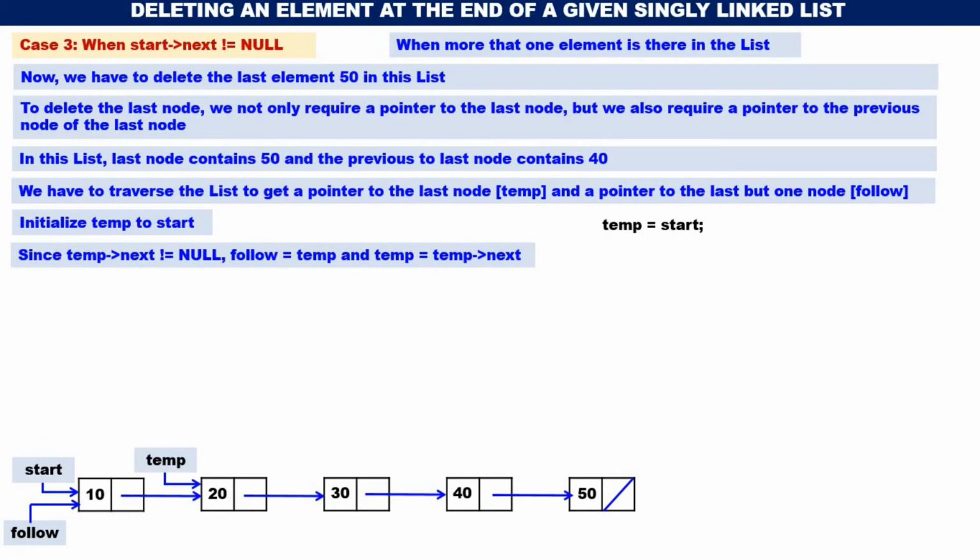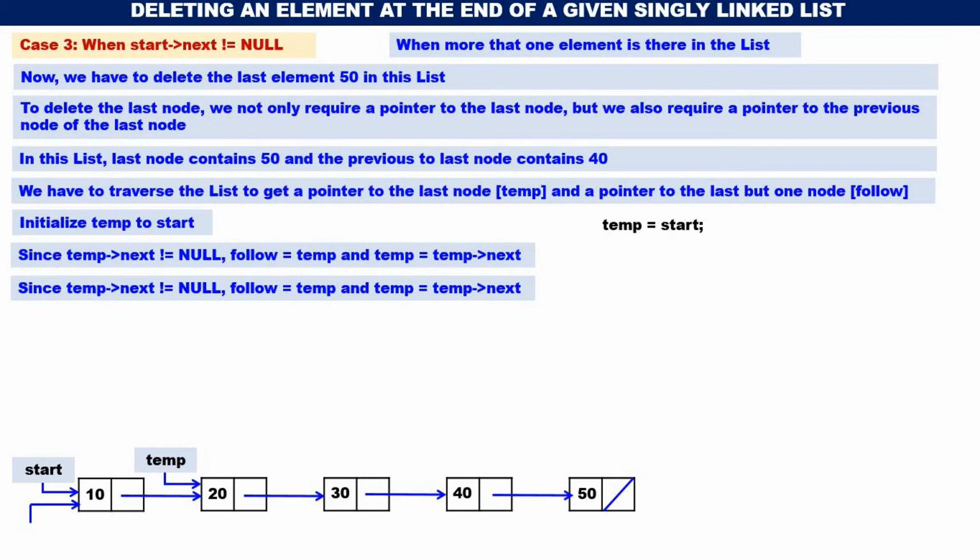Very good. Next now, temp is containing the address of this node 20. Temp of next, is it equal to null? No, temp of next is not equal to null because temp of next is containing the address of the node 30. Now, since temp of next is not equal to null, follow is equal to temp and temp is equal to temp of next. Again, follow will become temp and temp is equal to temp of next.